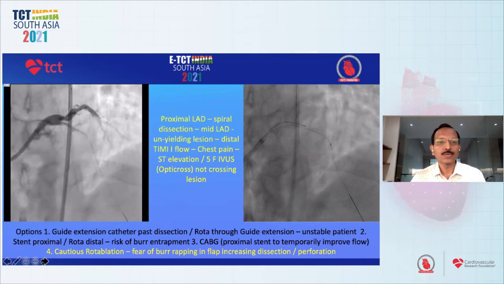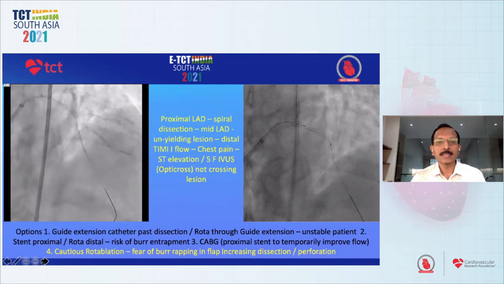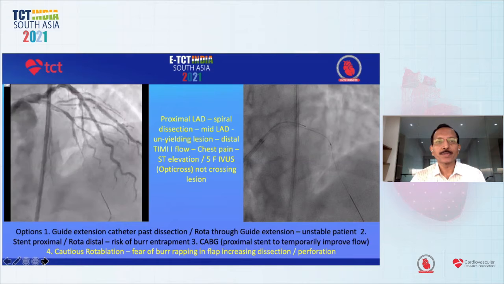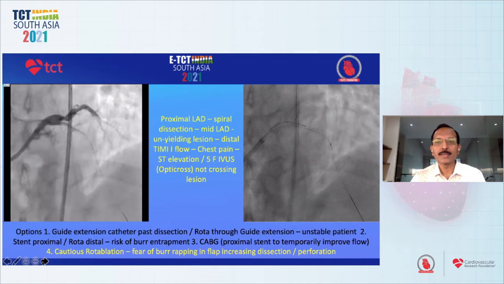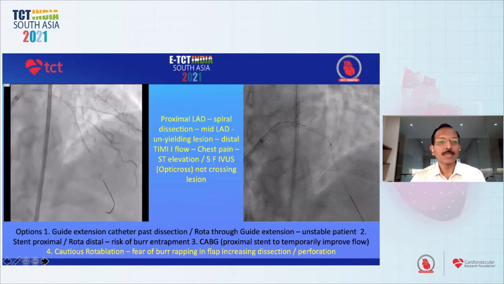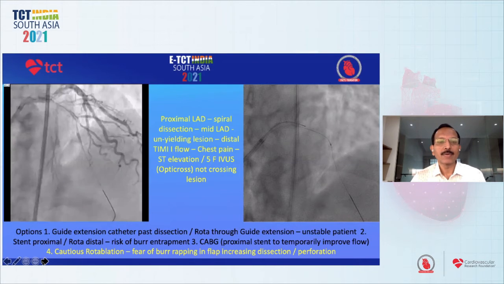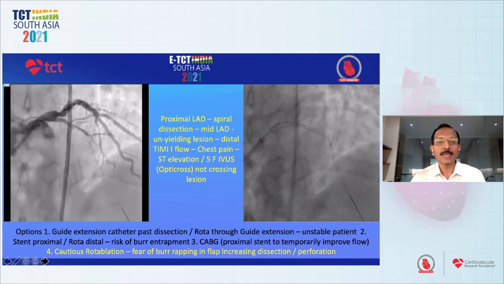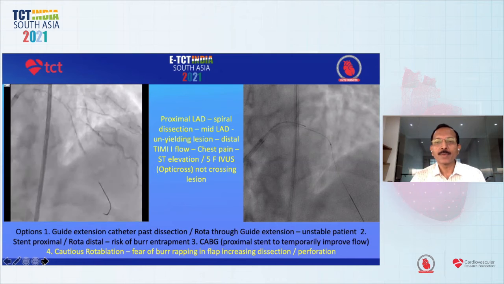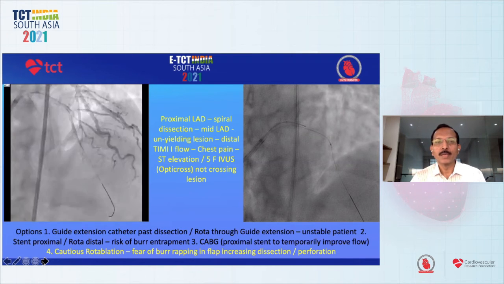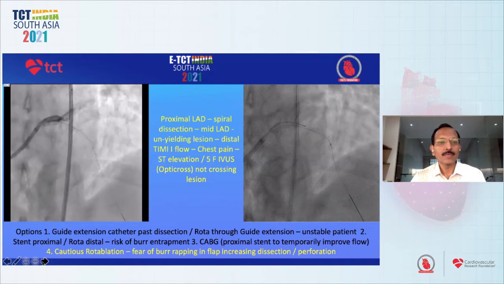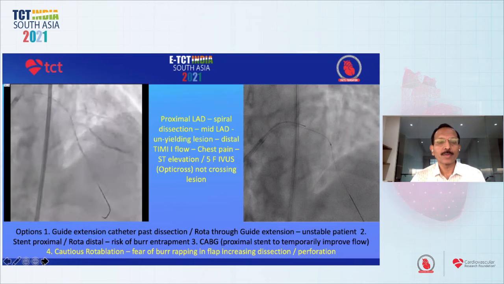The first option was to use a guide extension catheter past the dissection and do a rota through the guide extension catheter. However, the patient was unstable and this approach would have taken significant time. The second approach was to stent the proximal lesion and do a rota distally. However, in this approach, there was a risk of burr entrapment. The third option was emergency CABG, to stent the proximal lesion to temporarily improve the distal flow and send the patient to CABG. We opted for the fourth option, that was a cautious rotablation.